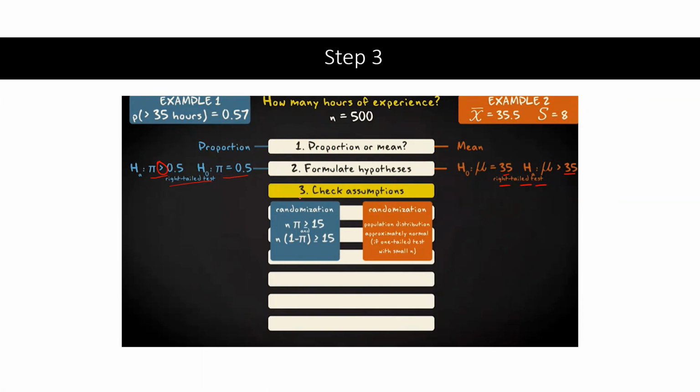Okay, and third one would be to check assumptions. In case of proportion, whether your sample size is greater than or equal to 15, and in case of the mean, whether your mean is randomly distributed or not. So whether your mean is approximately normal or not, whether it follows the bell-shaped curve or not. So we need to check that assumption.